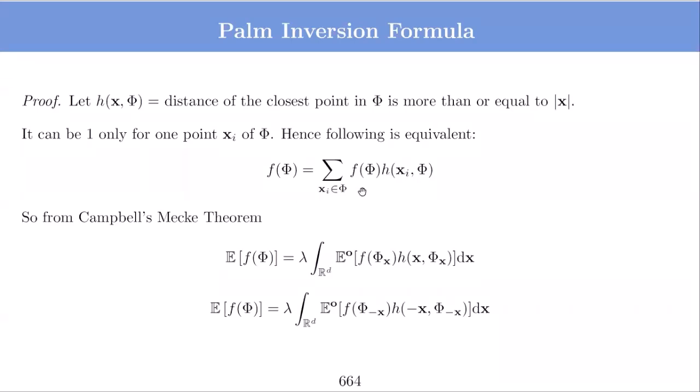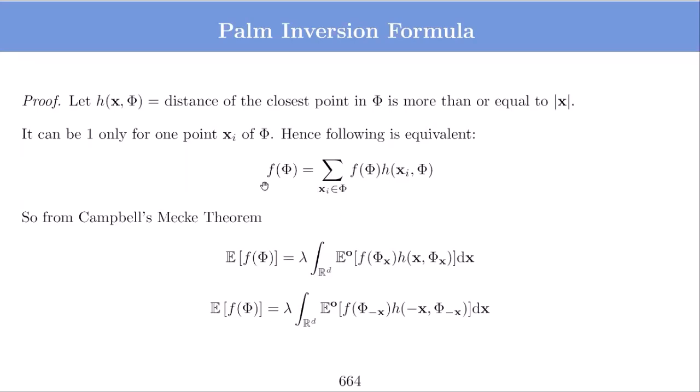Okay, so for now this looks like a redundant operation, so why are we writing this? But this helps us in writing this function in terms of a summation over all points, right? And once we have a summation over all points, I can apply the Campbell-Mecke theorem, because the complete thing is nothing but a function of xi and phi. So I can apply the Campbell-Mecke theorem.